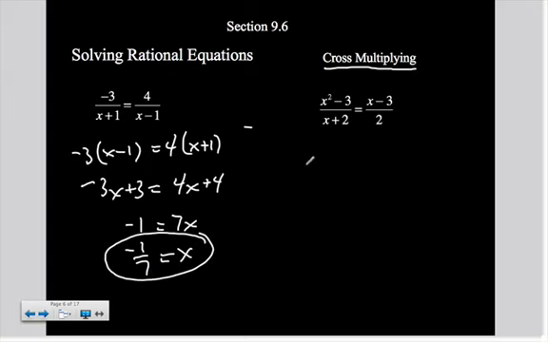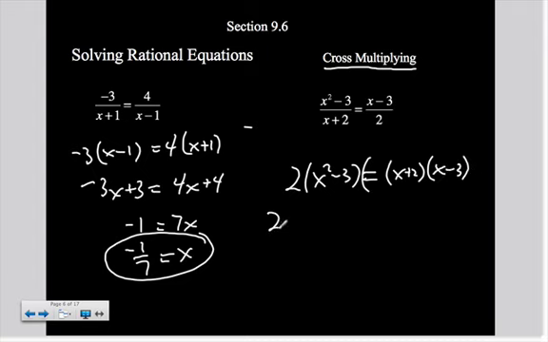In this problem, I'm going to have 2 times x squared minus 3 is equal to x plus 2 times x minus 3. So I'll get 2x squared minus 6 is equal to x squared. I'll have minus 3x plus 2x, that's minus x. And 2 times minus 3 is minus 6.